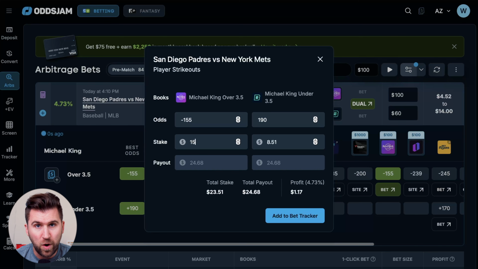So the more money that you wager with arbitrage betting, the more money that you're going to make. So here, if we invested a total of $235, we're going to get paid out $246 and change, no matter if the over hits or the under hits.